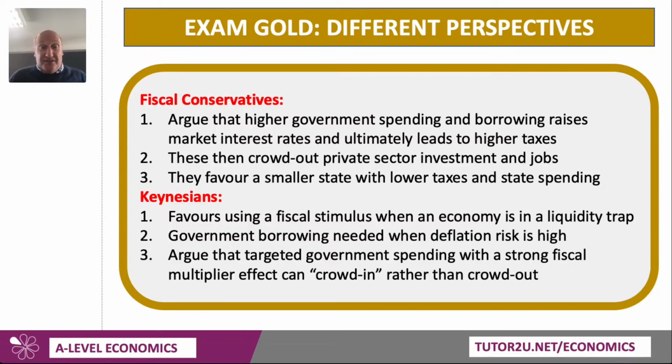Government borrowing is needed when the deflation risk is high, as it was in 2020. And they argue that if you get the government spending right with a strong fiscal multiplier, the effect can actually crowd in the private sector, expand the private sector, rather than crowd out. And in a nutshell, that's the two perspectives.